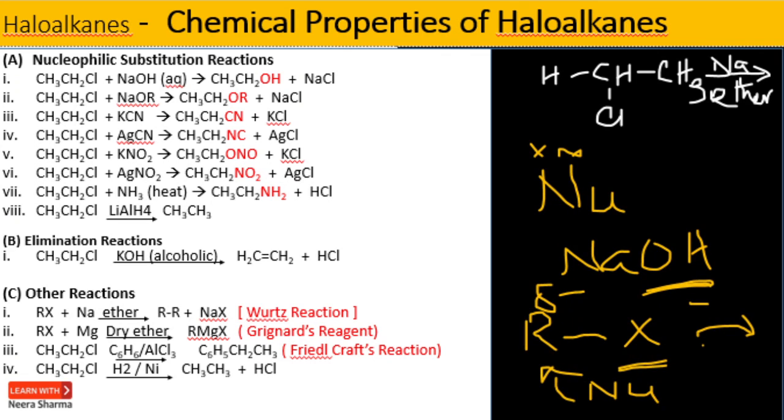Now this nucleophile can be OH. With aqueous NaOH, I get an alcohol, and with NaOR, I'll get ethers. If it is KCN, you have to remember these products. KCN will give you nitriles, RCN, like CH3CH2CN, and with AgCN you will get isonitriles, R-NC. With KNO2 I get nitrites.